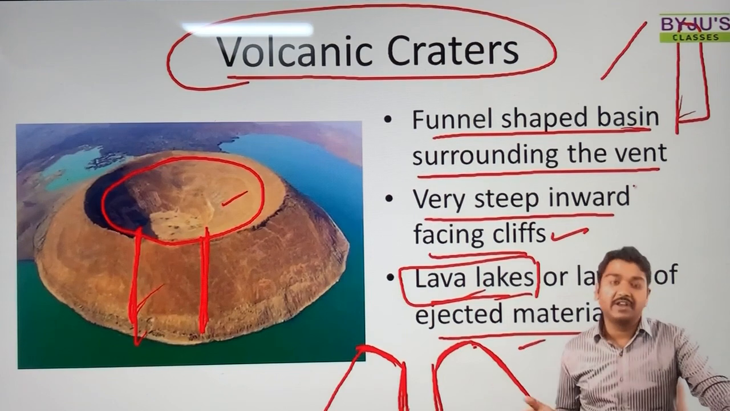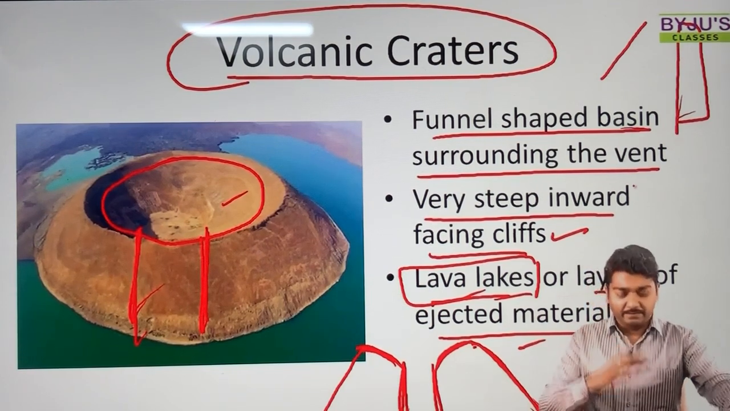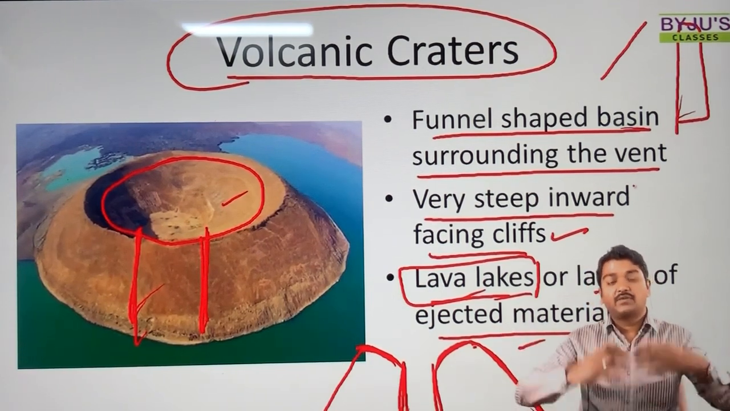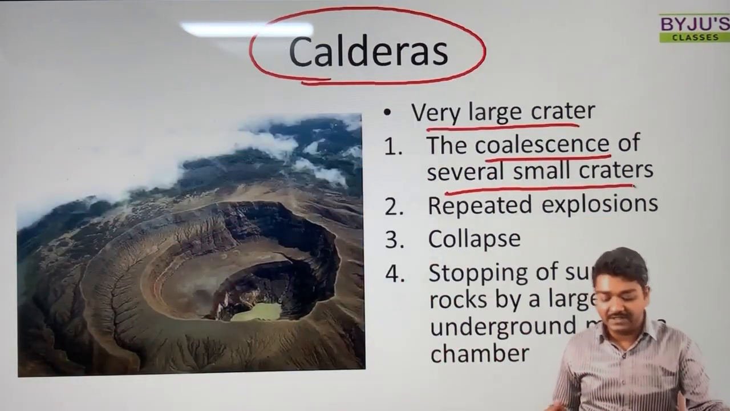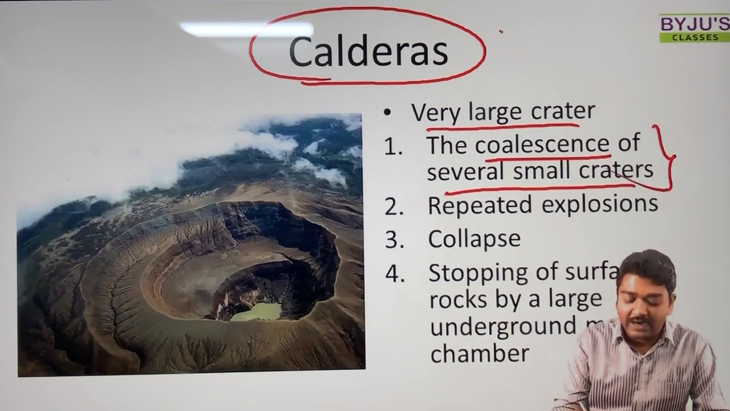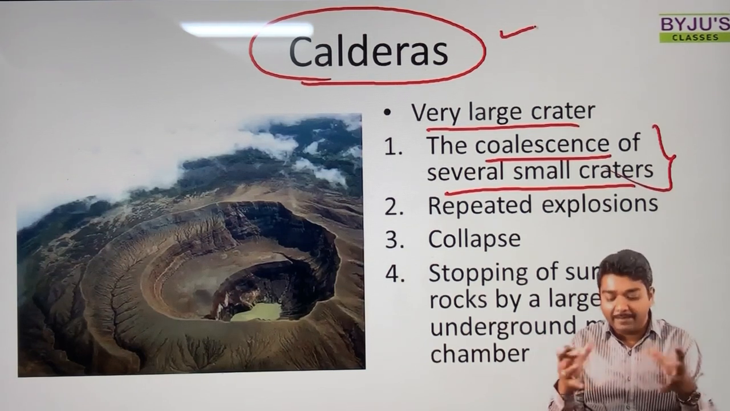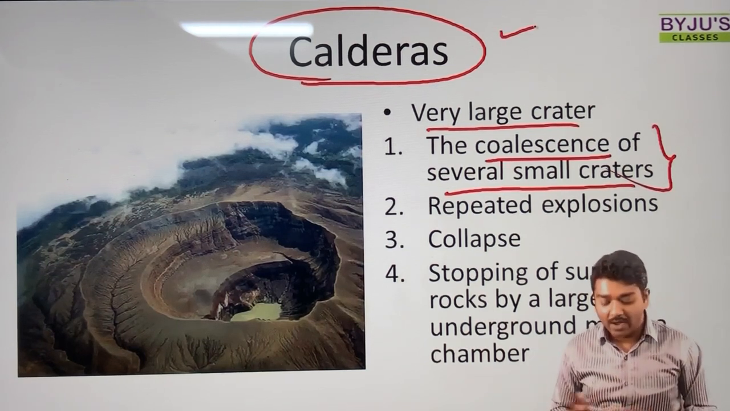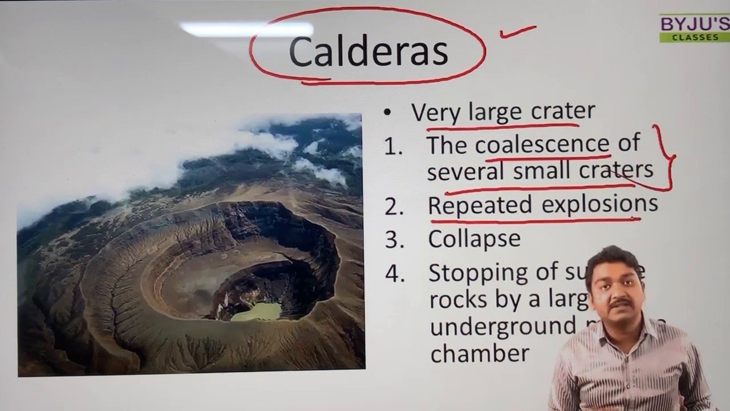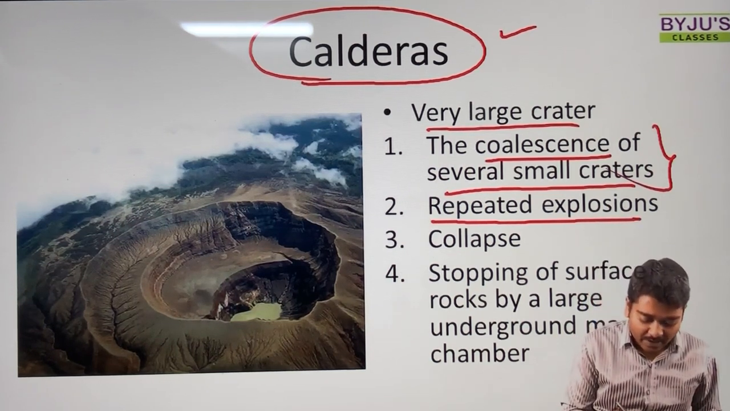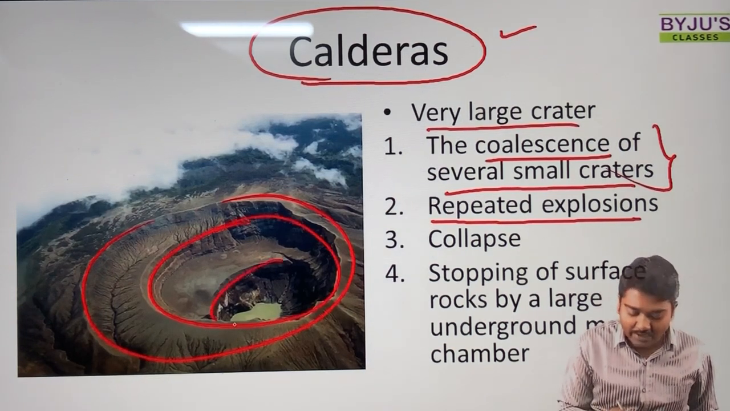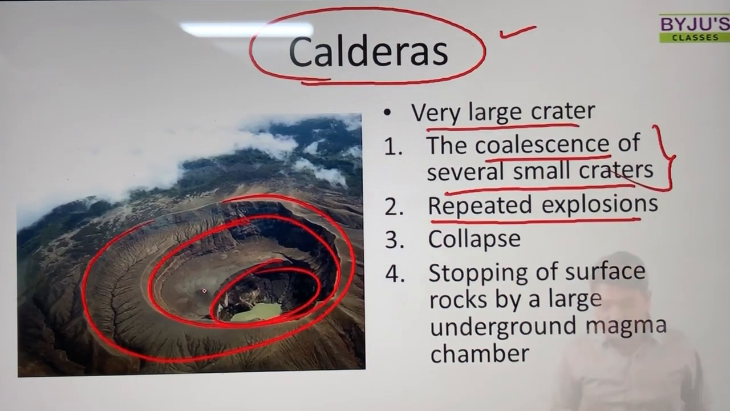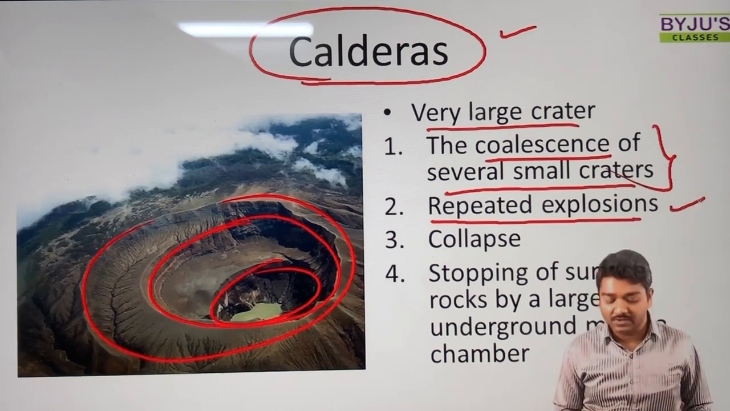Again there was a volcanic eruption, and again it became a bigger one. Again there was a volcanic eruption. So due to this, you usually see calderas being formed by the coalescence of small craters. And here the common phenomenon is repeated explosions. First it was here, and again due to explosion, again due to explosion. You usually see repeated explosions.